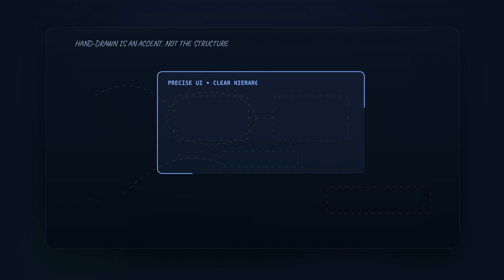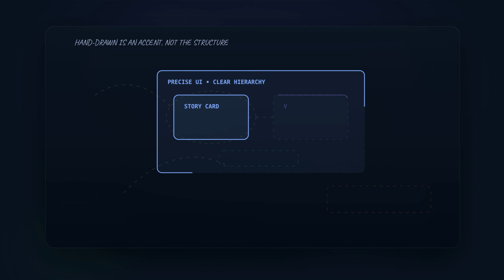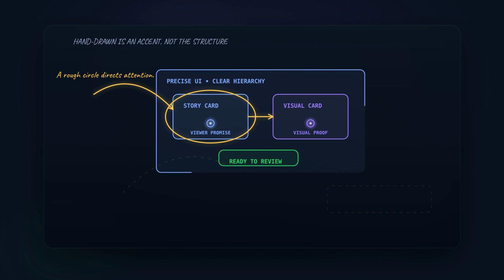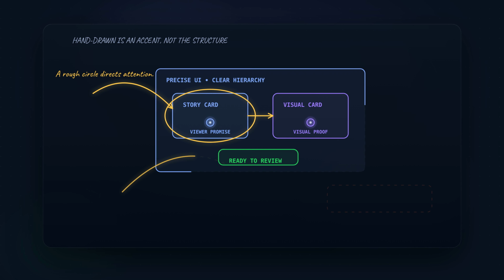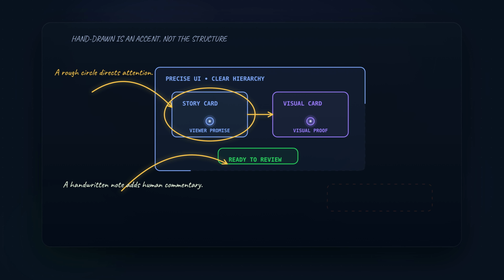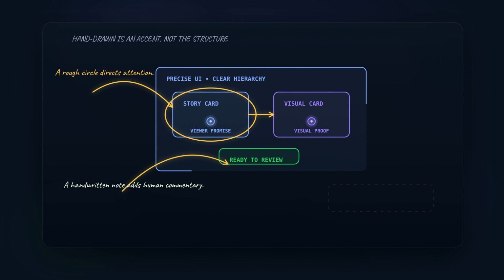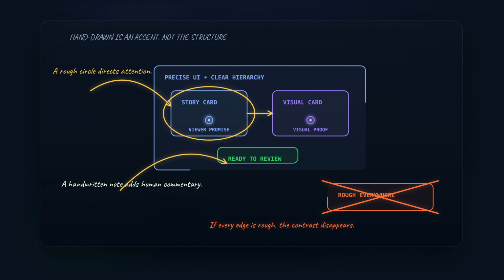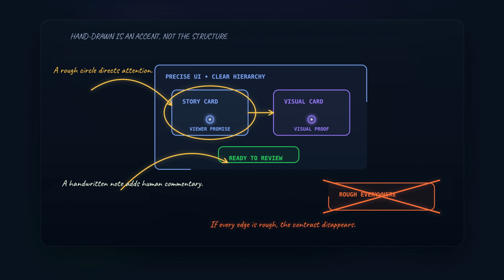Tegaki gives the technical surfaces a human edge, but I treat it like a highlighter. A rough circle can say, "Look here." A drawn connector can show that 2 pieces belong together. A handwritten note can add commentary without competing with the main type. The precise UI still carries the information. If every border, label, and arrow becomes hand-drawn, the contrast disappears and the frame feels messy. The useful rule is simple. Keep the structure clean, then spend the handmade texture only where attention needs help.